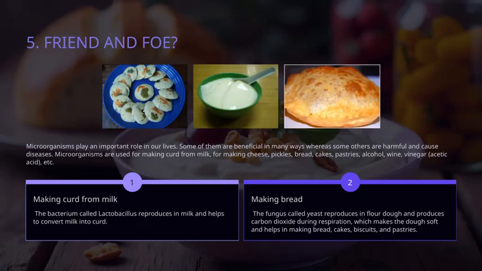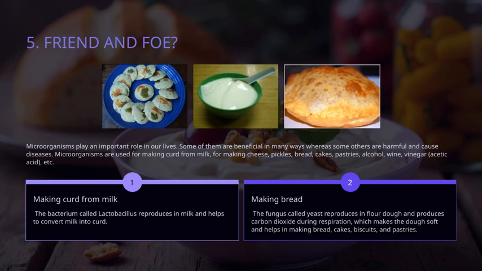Let's talk about whether microorganisms are friends or foes. They play a really important role in our lives. Some microorganisms are beneficial and help us in many ways, while others can be harmful and cause diseases. For example, microorganisms are used to make some of our favorite foods. When we make curd from milk, a bacterium called lactobacillus is involved. It reproduces in the milk and helps convert it into curd, which is a nutritious and tasty dairy product.